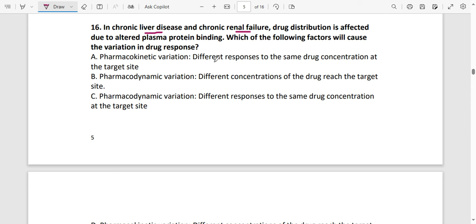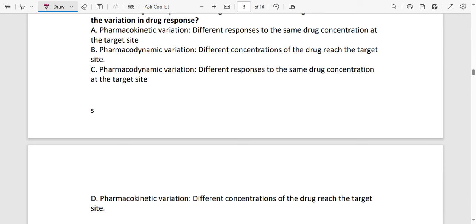A. Pharmacokinetic variation, different response to the same drug concentration at the target. B. Pharmacodynamic variation, different concentration of the drug reach the target site. C. Pharmacodynamic variation, different response to the same drug concentration at the target site. D. Pharmacokinetic variation, different concentration of the drug reach the target site. Anyone that can help with this one?